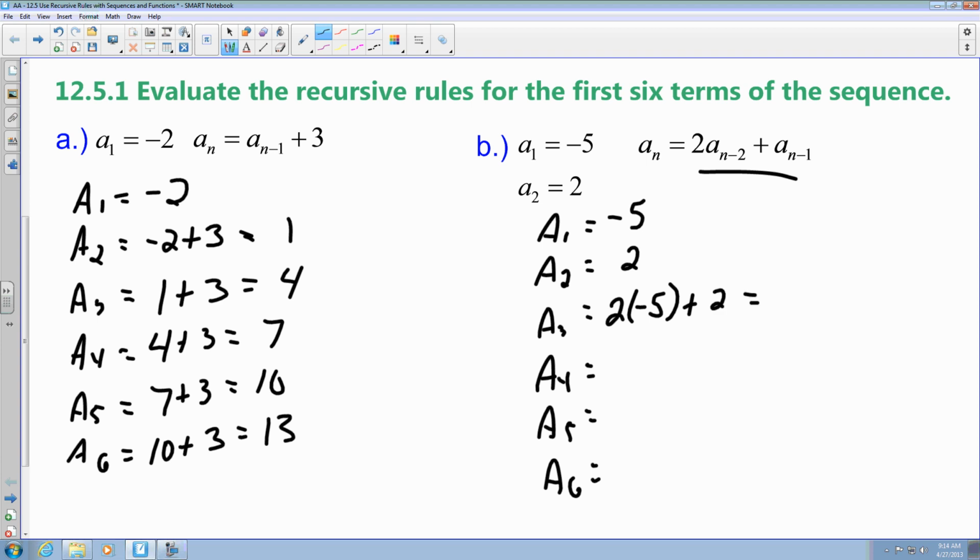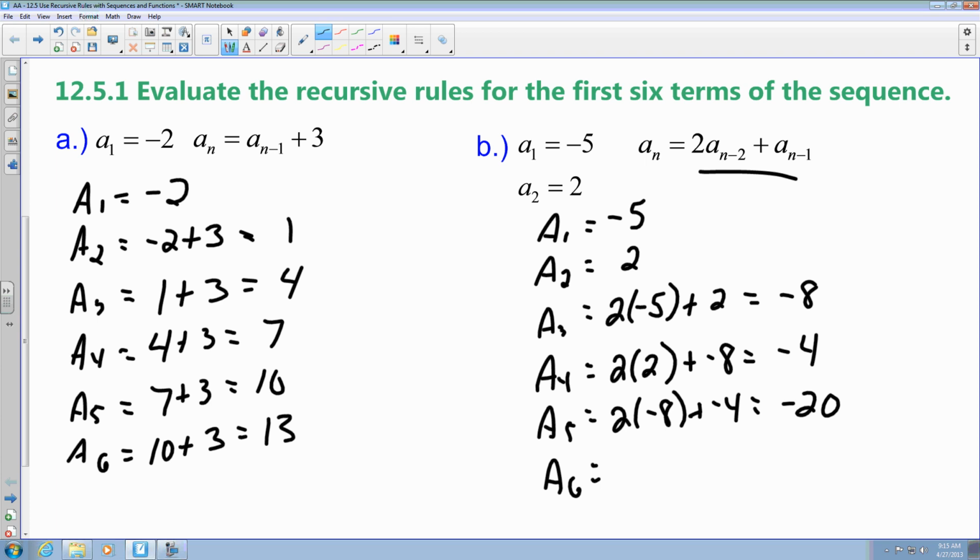And in this case, -10 plus 2 is -8. Same thing goes for here. I got 2 times, so I got to go 2 values back. So it's going to be 2 times a sub 2, which is 2, plus the value for a sub 3, which is -8. So 4 plus -8 is going to give me -4. And here it's going to be 2 times -8 plus -4, and that equals -20.